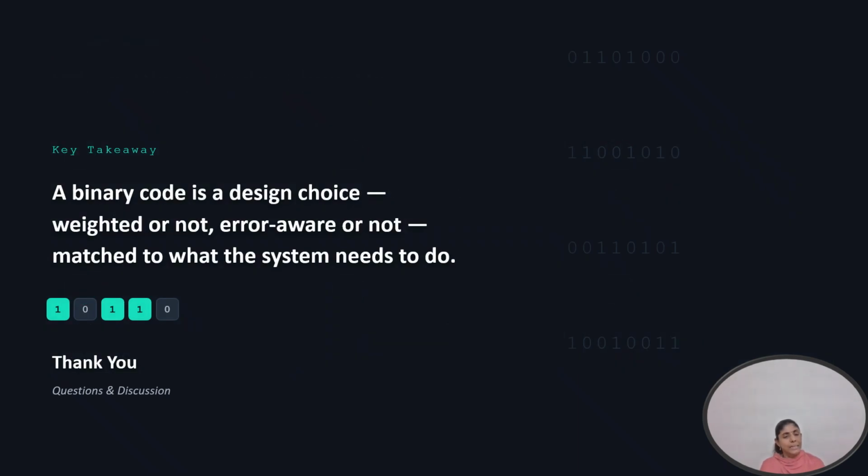So by this class, what did you learn? Binary code is a design choice. It may be a weighted code or a non-weighted code. Error detection may be available or may not be available. Anyhow, the system needs to match all these parts.